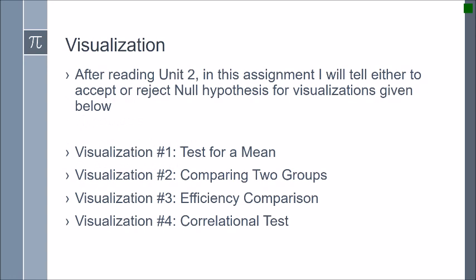So first of all, after reading Unit 2, let's move into this assignment, in which we are going to talk about whether we are going to accept or reject the null hypothesis of the four visualizations which are discussed below. First visualization is test for a mean. Second one is comparing two groups. Third one is efficiency comparison, and fourth visualization is correlational test. So what we are going to do here, we are going to discuss each visualization one by one, which is given to us already.